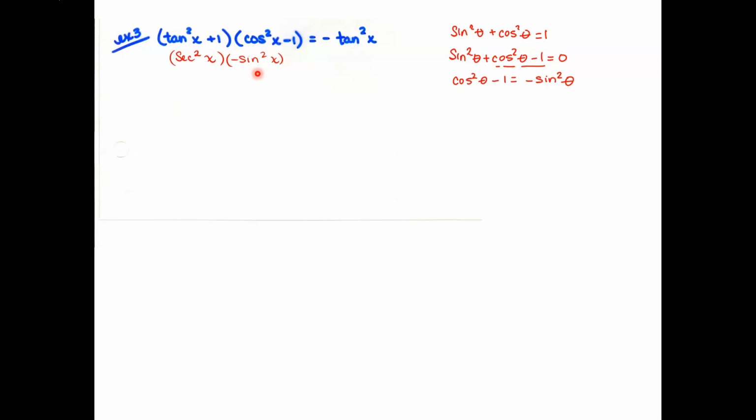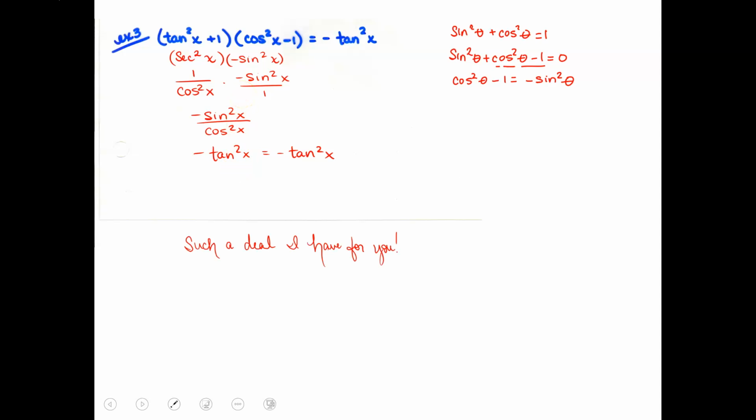So when all else fails, let's change it to terms of sine and cosine. So secant is 1 over cosine. So that gives me 1 over cosine squared times negative sine squared. So if I simplify here, 1 times negative sine squared is negative sine squared, and cosine squared times 1 is cosine squared. And now I know that sine divided by cosine is tangent. So that would give me negative tangent squared. And again, if you got stuck, you could always take your answer and bring it down here to the bottom and start working your way up from the bottom.